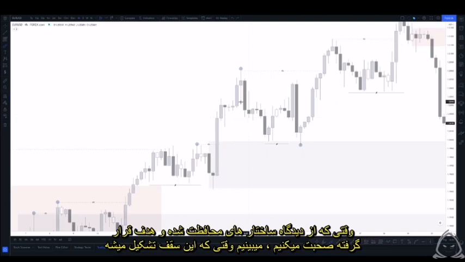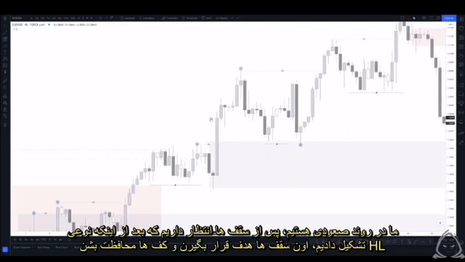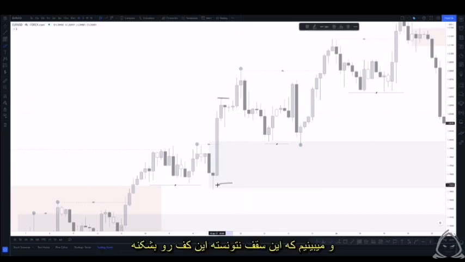When we use the concept of protected and targeted structure, what we can see is that once this high is created, the expectation is that if this is going to be a protected high, it would need to take out this low. We're in an uptrend, so what we expect with highs is that once we complete some sort of higher low, the highs would be targeted and the lows would be protected. And what we can see is that this high fails to take out this low.